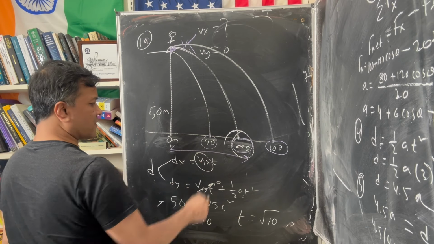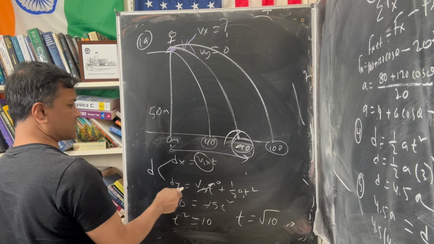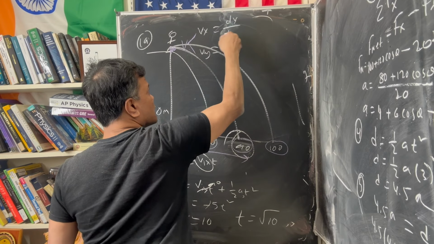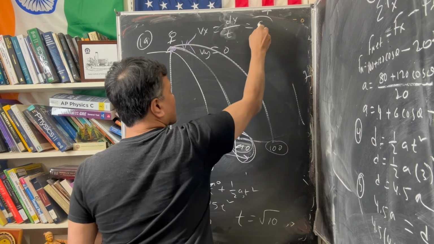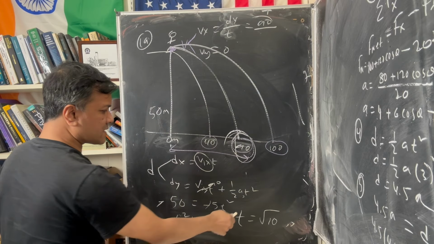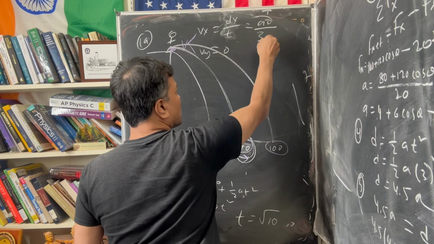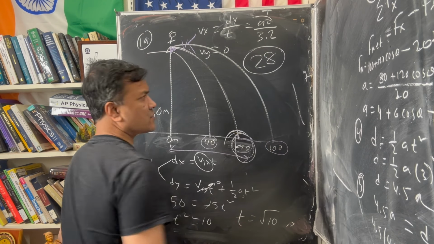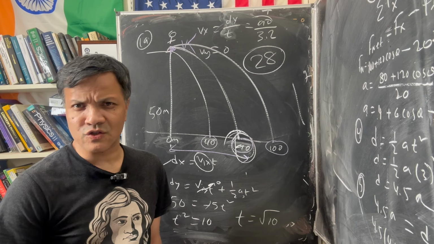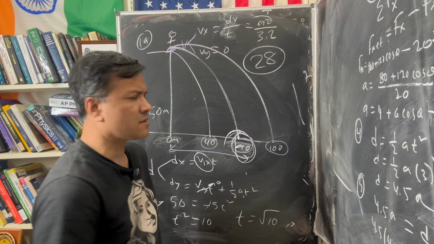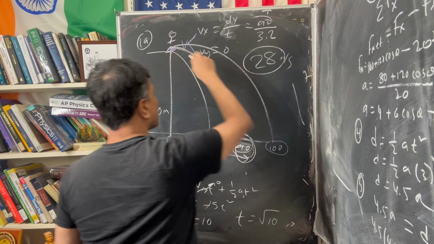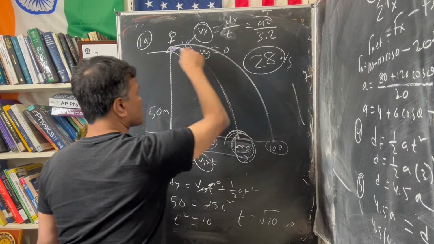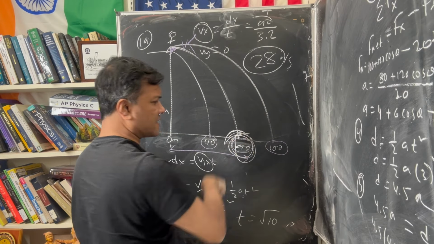So then you want to find this one. So Vx is what? Dx over t. Do we know dx? Yes, 90. Do we know t? T is square root of 10, which is 3.2. So 90 divided by 3.2 is 28 something. But I ask you for 2 sig fig. So 28. 28 what? Meter per second. So you have to leave the rooftop with Vx 28 meter per second. So you don't land here, you don't land there, you land here.